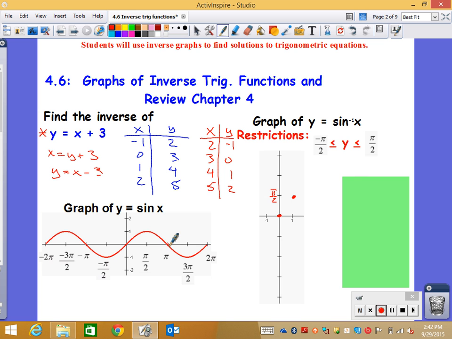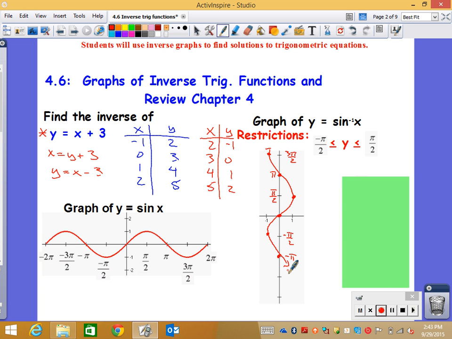At pi, my y value is 0, so I'm going to flip it to make the point 0, pi. And then at 3 pi over 2, my y value is -1, so I'm going to flip them. I have -1, 3 pi over 2. Then we can go in the negative direction. Negative pi over 2 has -1, so my y value is negative pi over 2, x is -1. And you can kind of see the pattern here. We're going to have negative pi, the point 0, negative pi, and so on and so forth. And now I can connect my points here, and it goes on forever, just like a normal sine curve.